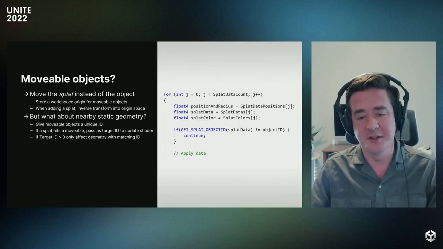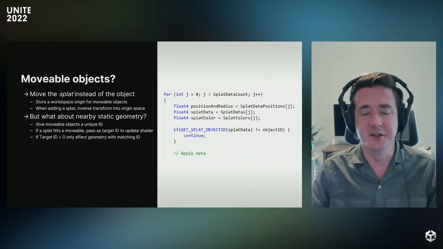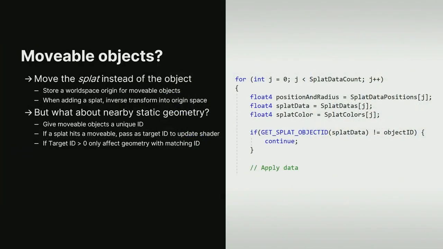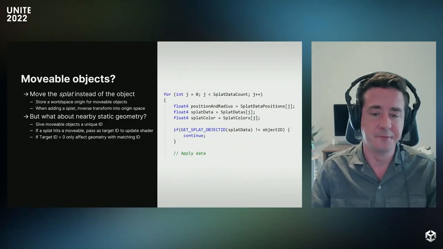The problem with this, of course, is that if we are moving the splat position, there is now static geometry that is not moving, and so the splat position is now incorrect for that static geometry. The way that we get around this is movables have a unique ID, and when a splat hits a movable object, we store that unique ID with the splat. And then when it comes time to actually update the splat textures, we compare the ID for the geometry with the ID of the splat, and if they don't match, then we skip it. So this means that a splat that hits a movable can only ever actually splat on that specific movable when it's updated.